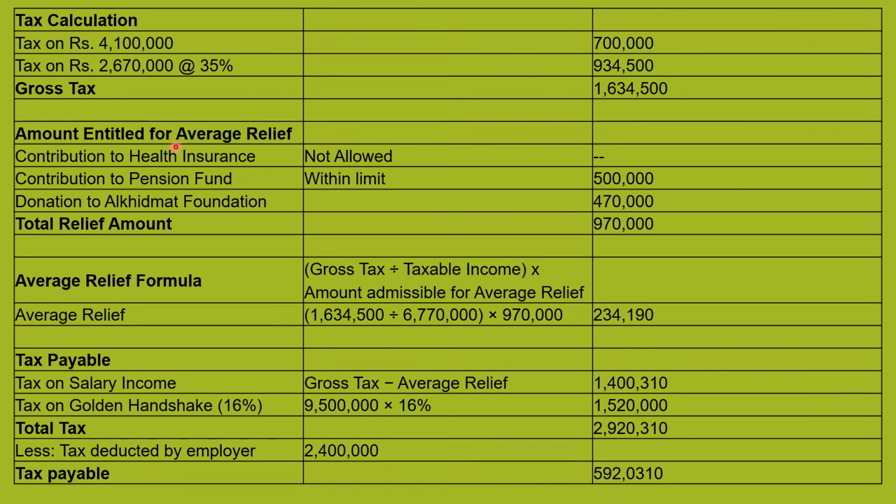Okay, now we'll move to the calculation of average relief. Contribution to health insurance is not allowed in tax year 2025. In previous years it was allowed, but in this tax year no relief is allowed for contribution to health insurance. Although contribution to pension fund is allowed. Contribution to pension fund is allowed by Income Tax Ordinance 2001, and this is also a case of average relief. In the average relief topic we have studied that there is a relief on pension funds.